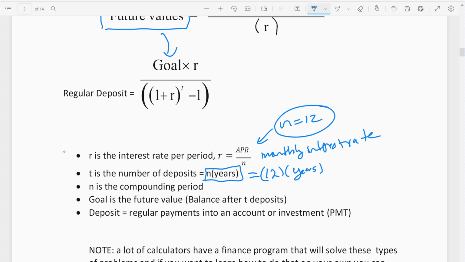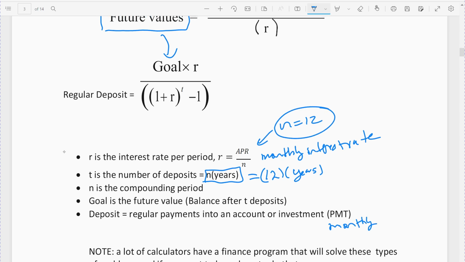The goal is the future value, the balance after T deposits. T represents the number of deposits that you make as well. Every month, for so many years, you're going to make a deposit in the account, so T also represents how many deposits you make altogether. The deposit is the regular payment into the account. Again, for us, it's going to be monthly. It doesn't have to be, but we're going to stick to monthly since it's the most common.